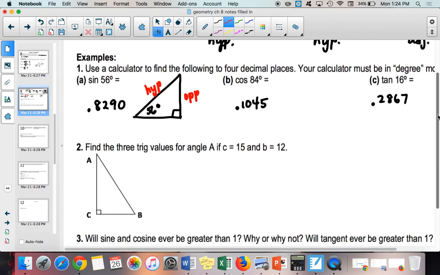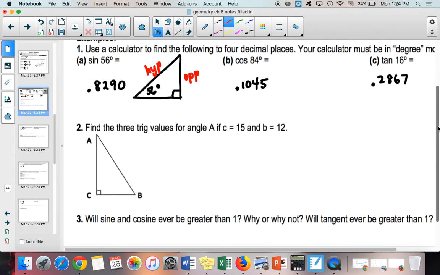What does it mean? It allows us to find measurements of unknowns. We're going to use it to find the height of buildings, the height of trees, things like that, and the distance between different places. It's going to be very handy.